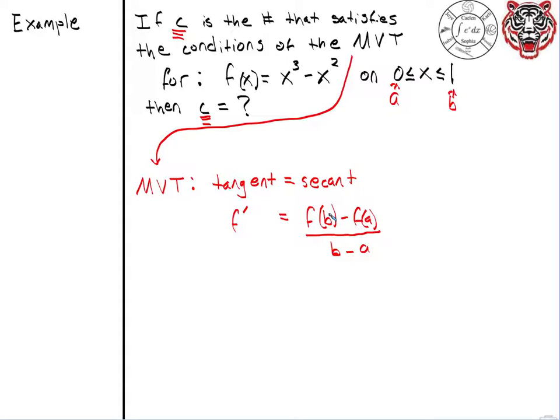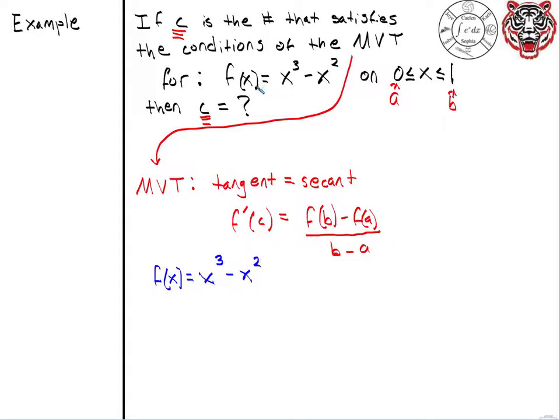Wait, so just f prime equals that whole thing? Right. Well, it's f prime of c, I should say. And we need to find what c is equal to. What value goes in here? So here we go, we're going to solve. I have my f of x. I'm going to come over here to the left so I have more room. F of x was given to me to be x cubed minus x squared.